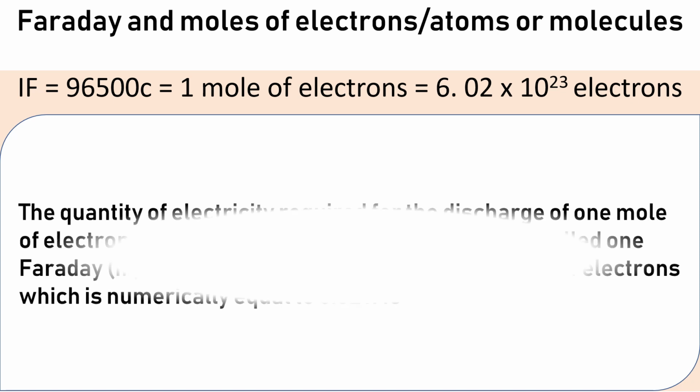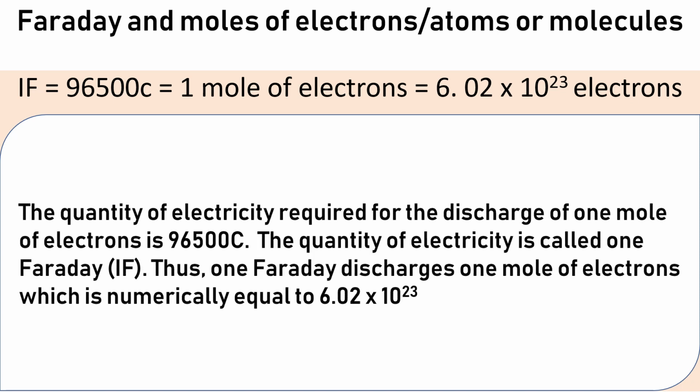So what are we saying? What I'm saying is that the quantity of electricity required to discharge 1 mole of electron is 96,500 coulombs. This quantity of electricity is what we refer to as 1 Faraday. So 1 Faraday is equal to 96,500 coulombs. And 1 Faraday discharges 1 mole of electron, like I've told you at the top here. So that 1 mole of electron is numerically equal to 6.02 × 10^23. So take note of this, everybody.